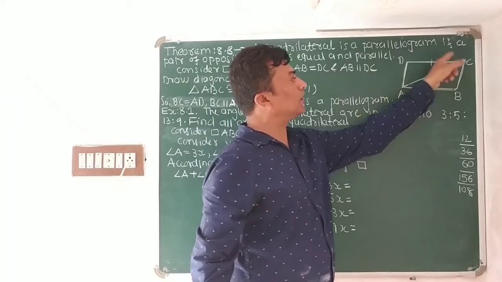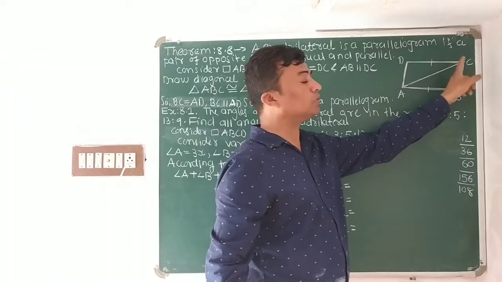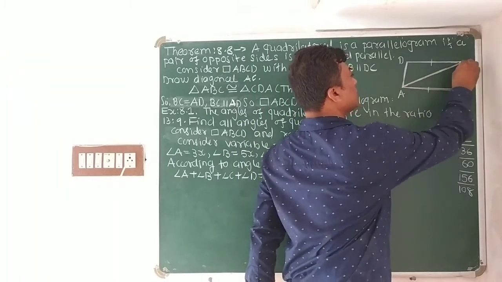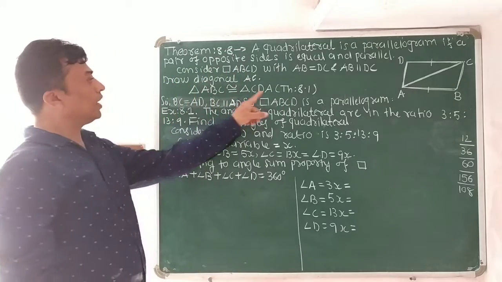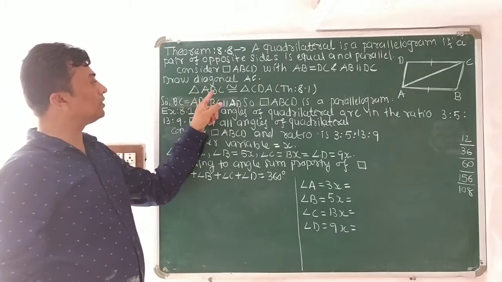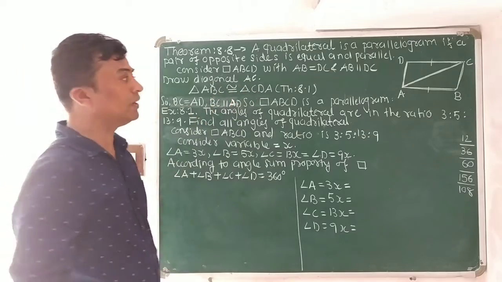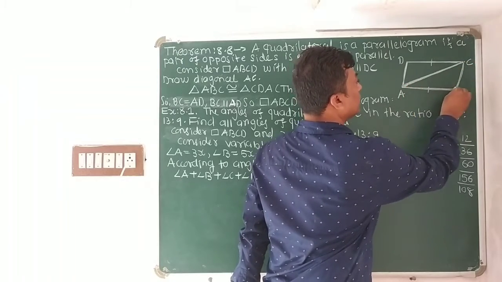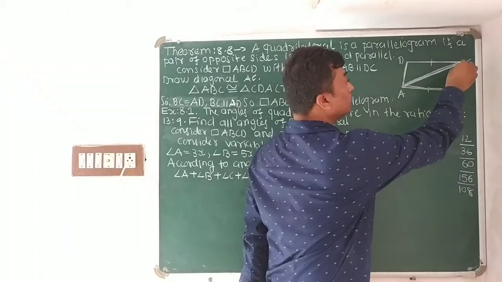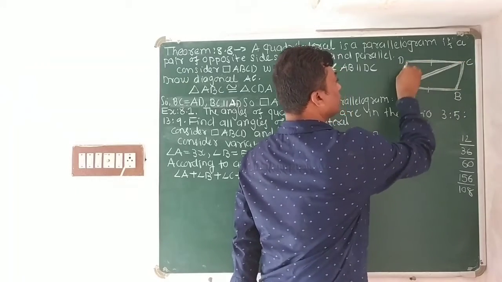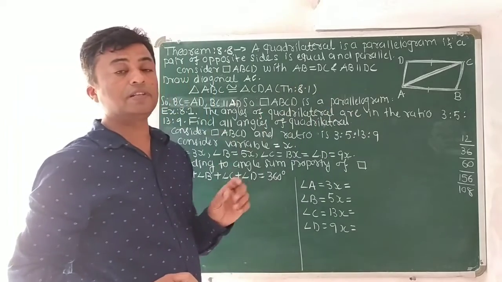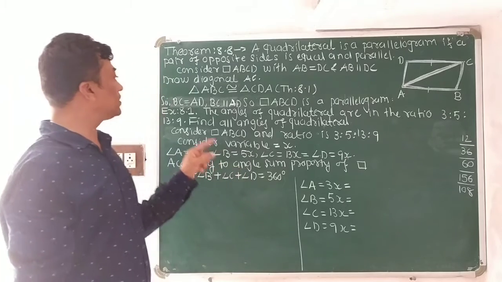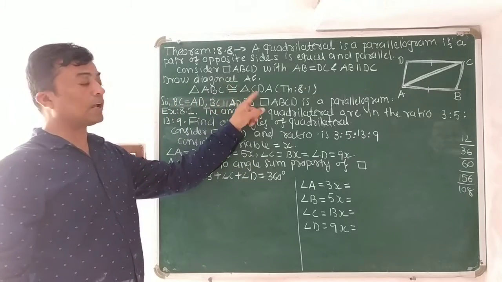Now this is the quadrilateral ABCD with AB equal to DC and AB parallel to DC, and I drew a diagonal AC. Now see children, according to theorem 8.1, triangle ABC is congruent to triangle CDA. Triangle ABC means this triangle, and triangle CDA is this triangle. They are congruent to each other according to theorem 8.1.